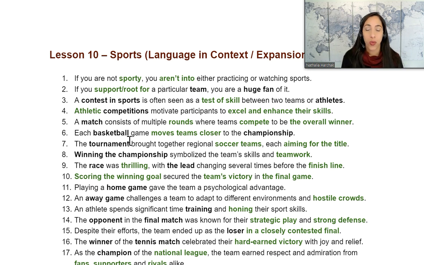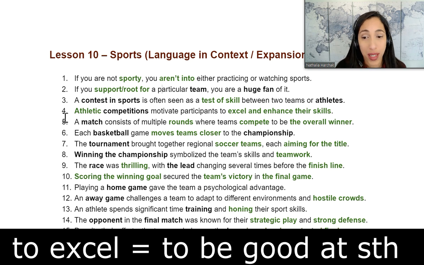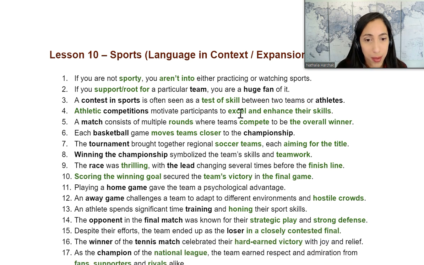A contest in sports is often seen as a test of skill between two teams or athletes. Athletic competitions motivate participants to excel and enhance their skills. Excel means to improve, to do your best, okay? A match consists of multiple rounds where teams compete to be the overall winner. Okay, overall means the ultimate, like the very, very best person in the competition.